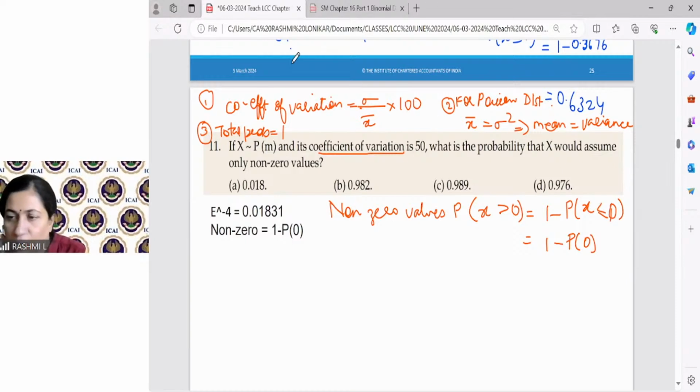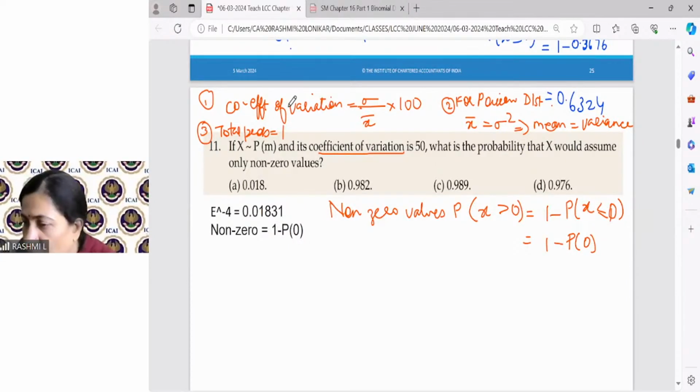Now let us dive into the sum. First important thing I'm using is coefficient of variation is equal to sigma upon x bar into 100. Second, the total probability is always equal to 1. Third, x cannot be negative, so x less than or equal to 0 means x can take only the value 0. Fourth, for a Poisson distribution, x bar is equal to variance. That is, mean is equal to variance. So x bar is equal to sigma square.